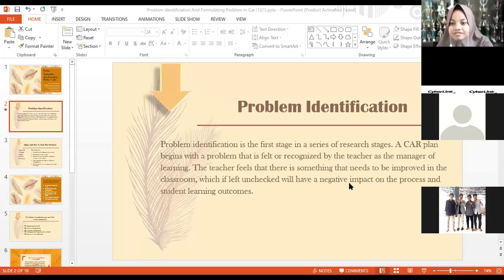Problem identification is the first stage in a series of research stages. A classroom action research plan begins with a problem that is felt or recognized by the teacher as the manager of learning. The teacher feels that there is something that needs to be improved in the classroom, which if left unchecked will have a negative impact on the process and student learning outcomes.